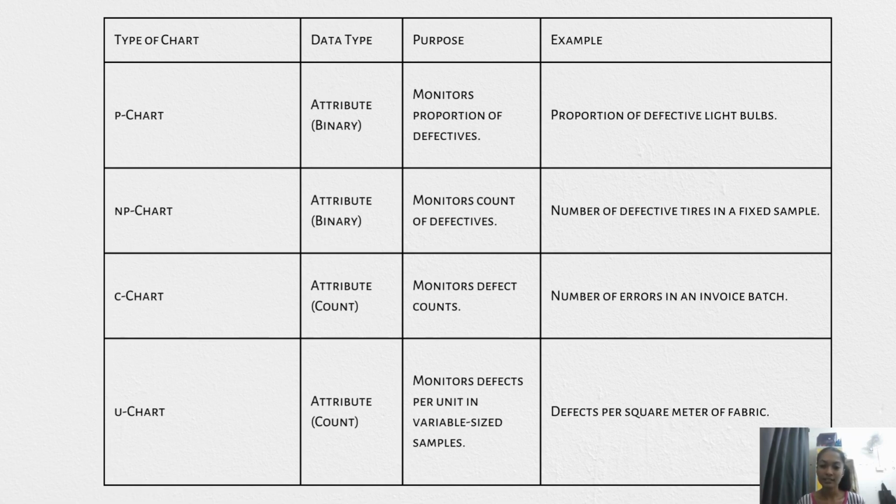Last but not least, the U chart is also a count data type, and it is used to monitor the defects per unit in variable size samples. And the real life example will be defects per square meter of fabric.